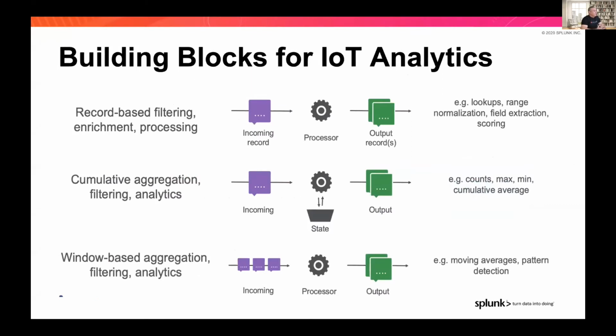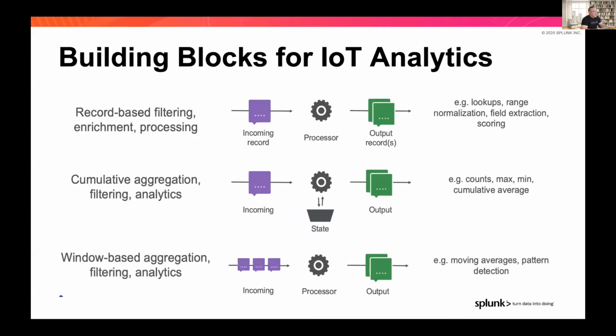They come in three different sort of flavors. First is the stateless one, the record-based filtering and enrichment. So you can do things like lookup, range normalization, field extraction, scoring, basically things that don't involve any sort of state. So for example, 2 + 2 is always 4. We don't need to know any other state. When you give us 2 and 2 in the operator, we know that 4 is always the expected result.